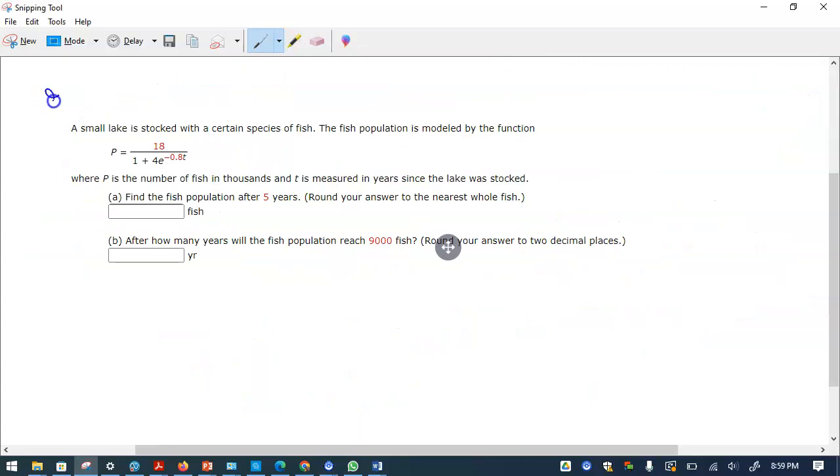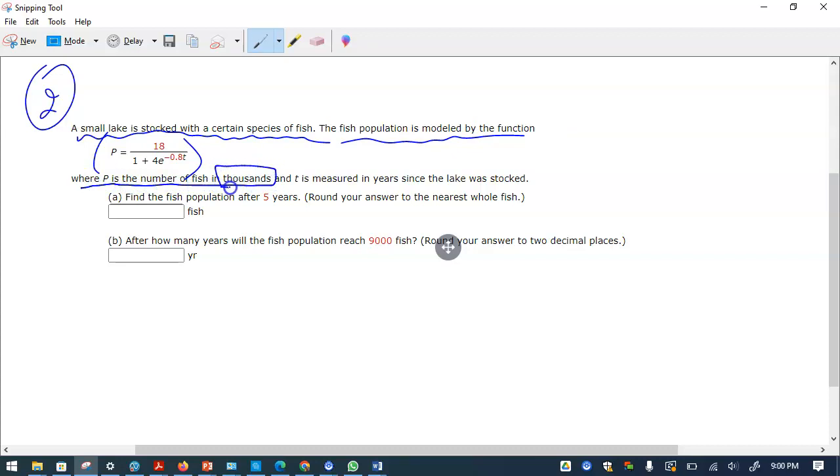Practice problem 2: a small lake is stocked with a certain species of fish. The fish population is modeled, so already you're given a fish population formula. And what does this 18 stand for? P stands for the number of fish in thousands. So this is in thousands, very important information. Even though they give you 18 here, it basically means 18,000 fish. So that's the maximum the fish can go.